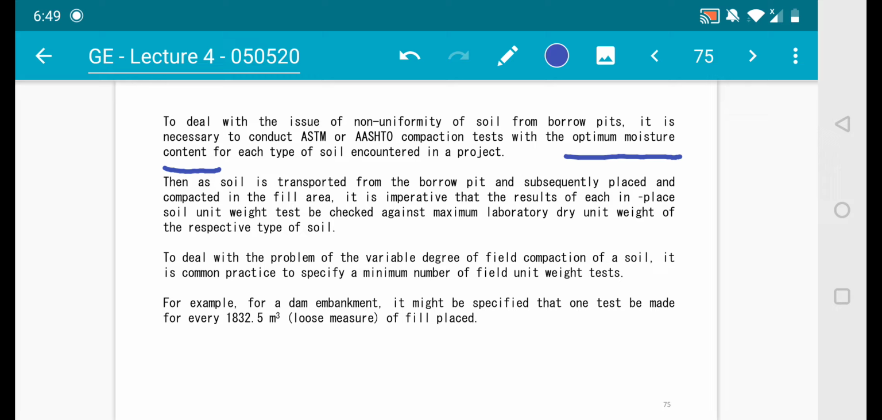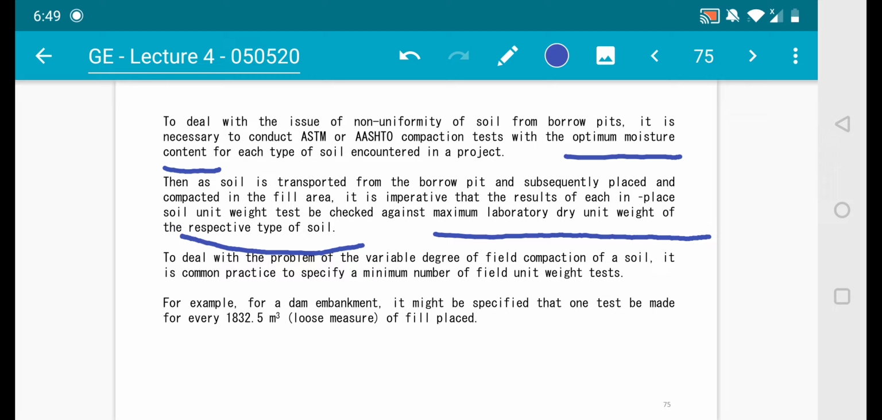Then, as soil is transported from the borrow pit and subsequently placed and compacted in the field area, it is imperative that the result of each in-place soil unit weight test be checked against the maximum laboratory dry unit weight of the respective type of soil.